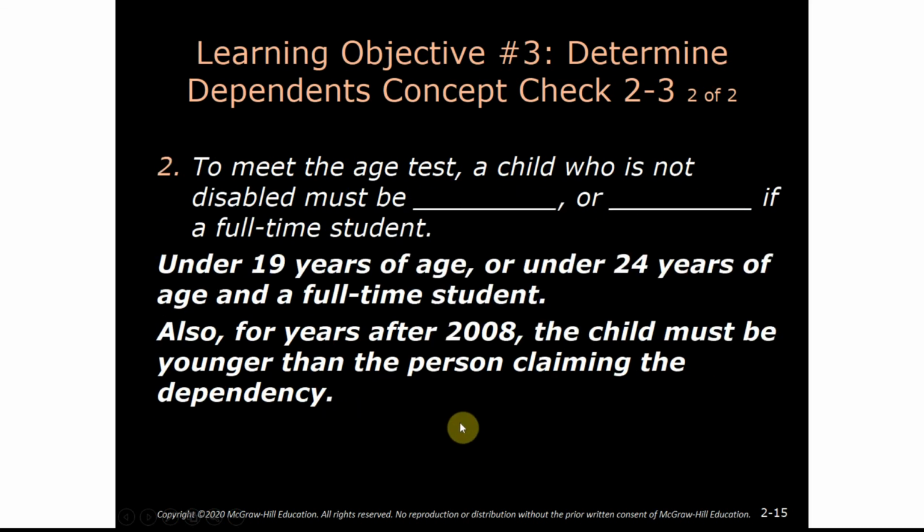To meet the age test, a child who is not disabled must be, as I said earlier, under 19 or under 24 and a full-time student. If the child is a disabled child, then oftentimes this age requirement is waived. Also, for years after 2008, the child must be younger than the person claiming the dependency. Before 2008, that was not the case. But now this is another requirement.